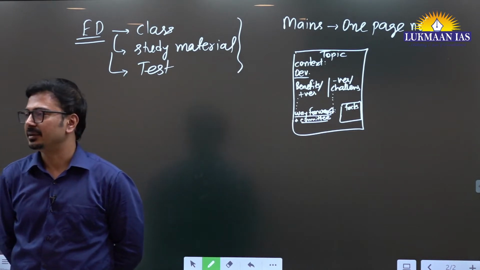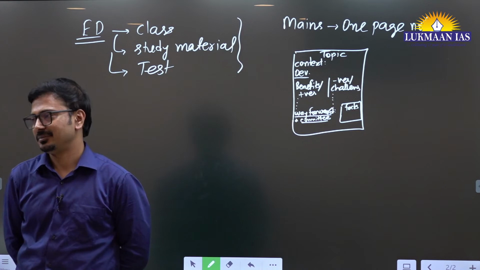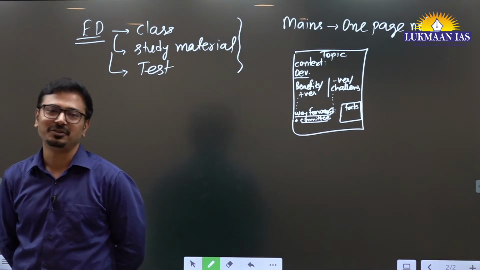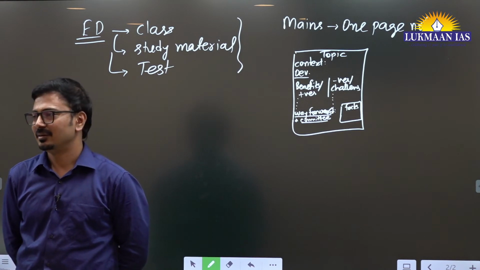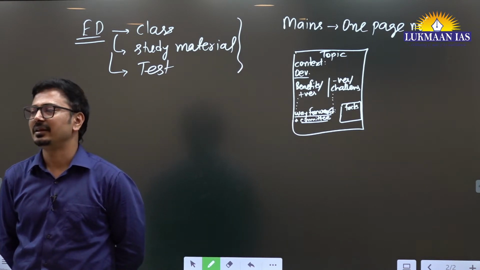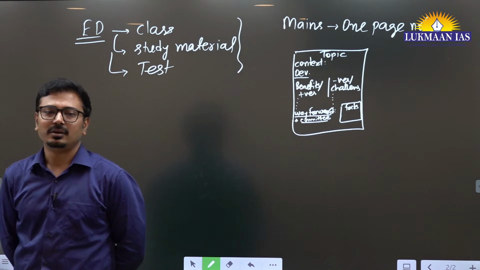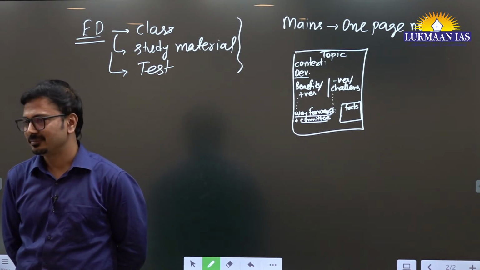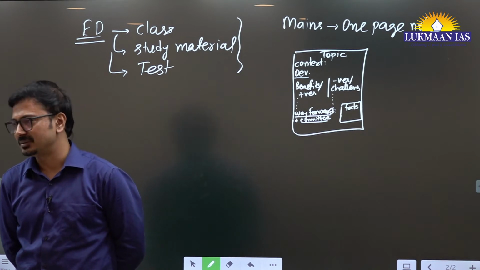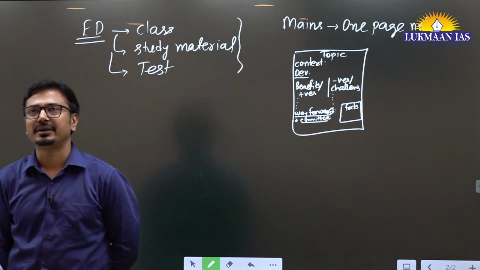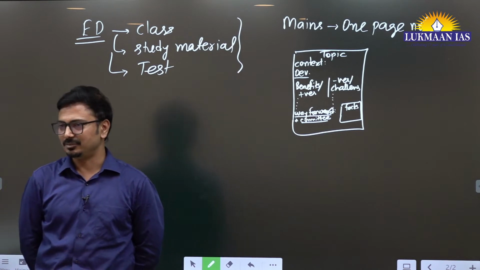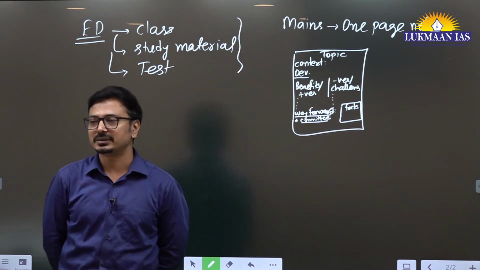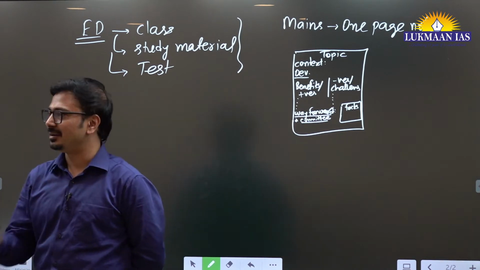Relevant facts and data. This is your 1-page note. Whatever can be asked from that topic, we should be able to write 150 words. In that 1-page note, no point should be more than 1 line. Only keywords, because we will be able to elaborate in the examination if you remember the keywords. The importance of having a 1-page note is that we can revise it 100 times.